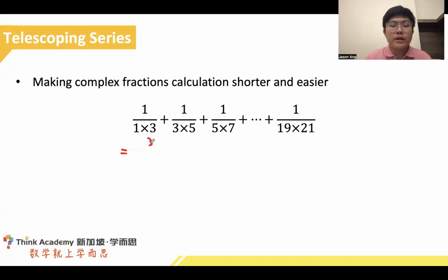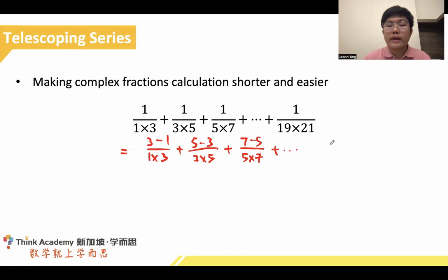We get 3 minus 1 over 1 times 3. Then subsequently, 5 minus 3 over 3 times 5. 7 minus 5 over 5 times 7. And so on and so forth, all the way to our last term, 21 minus 19 over 19 times 21.